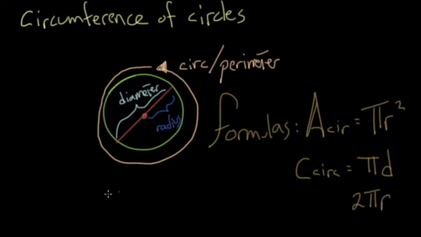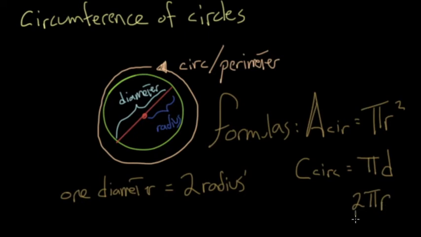So when you think about that, take a look at the diameter. One diameter is equal to 2 radiuses. So that's why I can say 2 pi r, so 2 radiuses there, or just 1 diameter. It's the same thing. So there you go. Those are the formulas that we're going to be playing around with today. So let's just get into it, shall we?